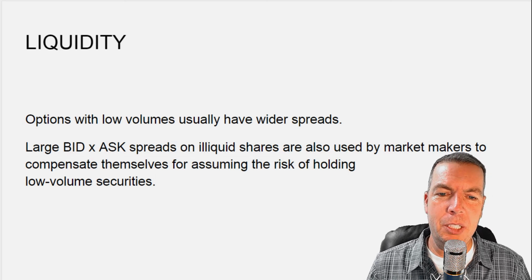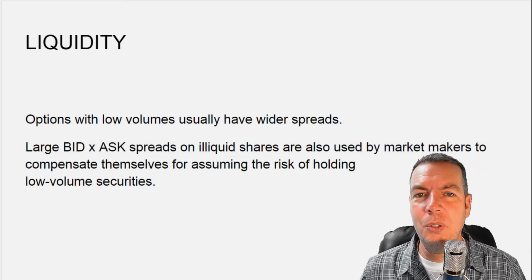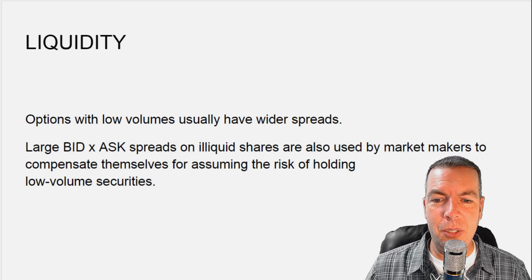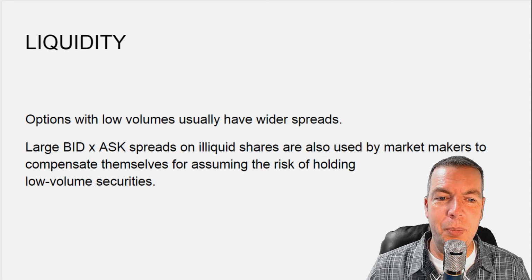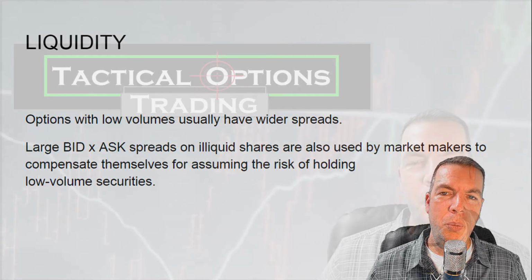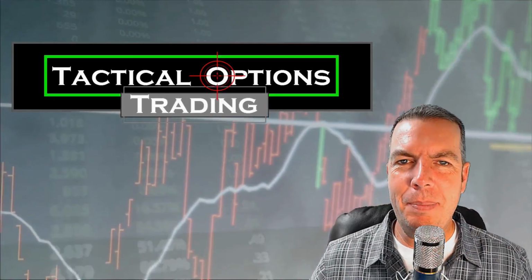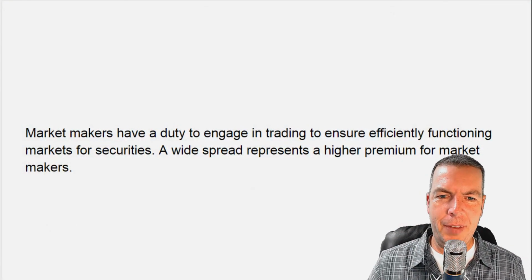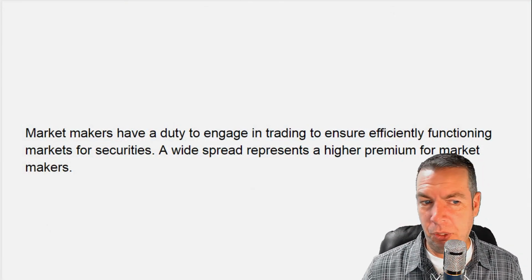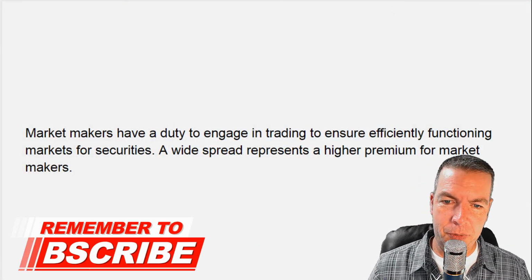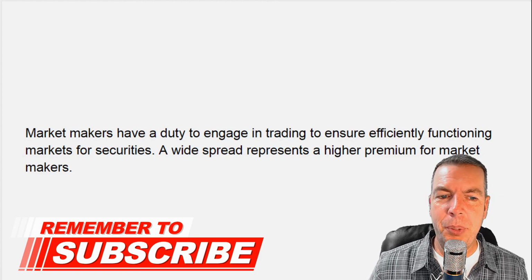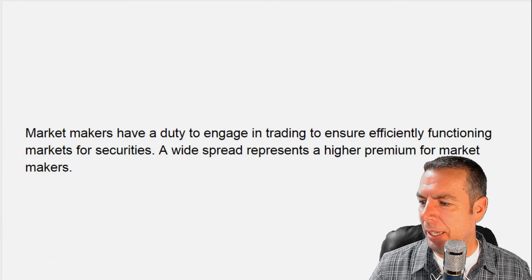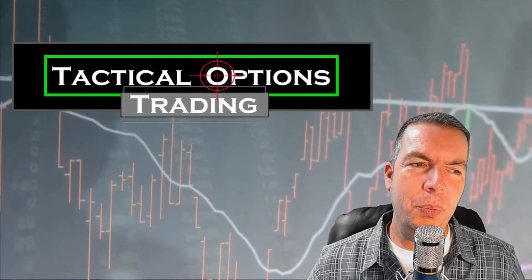Now, large bid-ask spreads on illiquid shares are also used by market makers to compensate themselves for assuming the risk of holding low volume securities. So when we're talking about market makers, what do I mean by that? Well, let's talk about that just for a second. Market makers have a duty to engage in trading to ensure efficiently functioning markets for securities. A wide spread represents a higher premium for market makers. So what does that really mean?